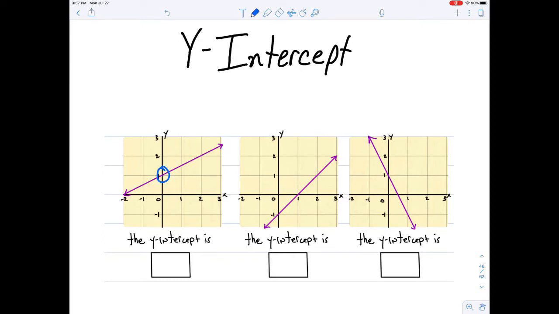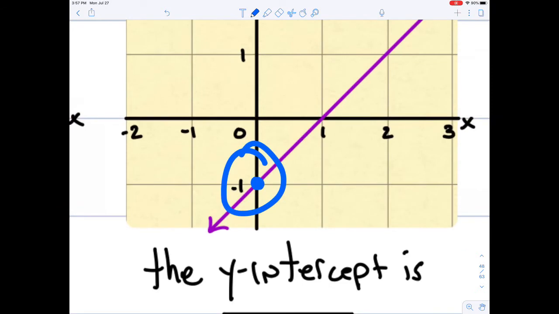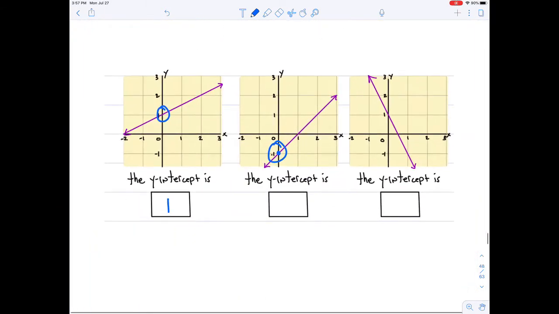And in my first example, my line touches my Y-axis, it intercepts the axis at 1. So we would just write 1. And the second one, it touches it at -1, right? It's this point right there. I'll zoom way in. It's that point right here. So -1. And here, +1 again, right?